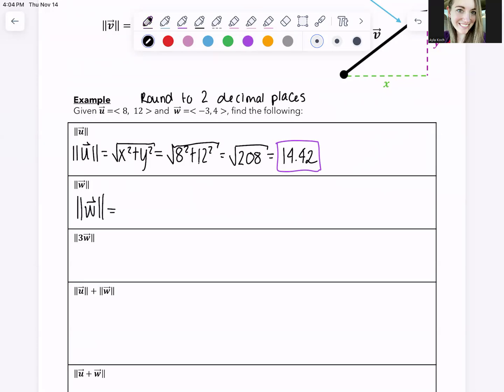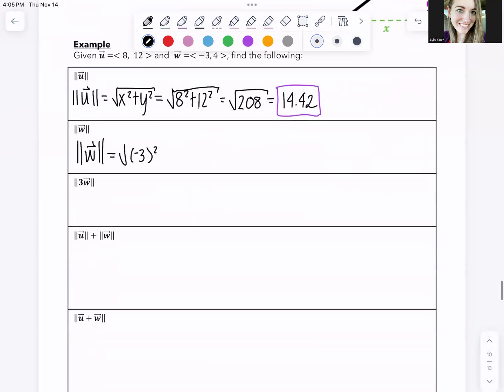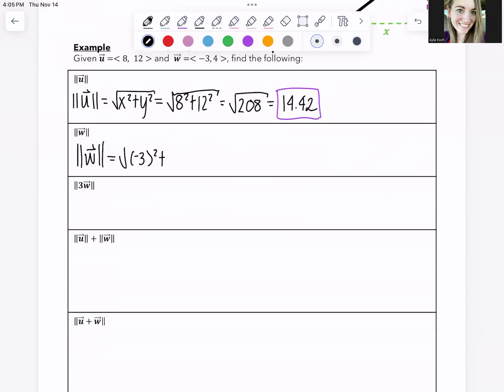For the magnitude of w, again, square root of x squared plus y squared. X is negative 3, so negative 3 squared. Put parentheses. If you don't put parentheses, things will go wrong. Plus 4 squared. You don't need to do it on positive numbers, just negative numbers. And this is equal to the square root of 25, which is just 5.